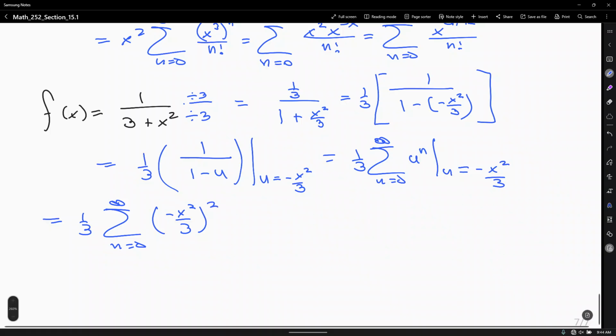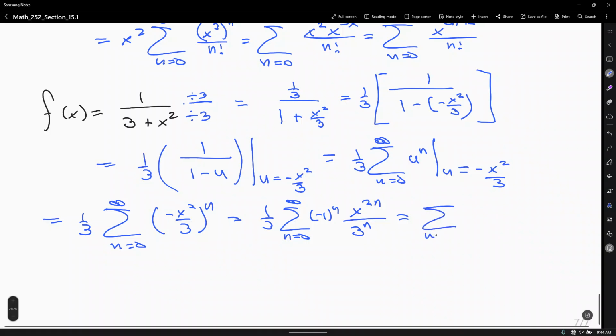But let's use laws of exponents here. Oh, well, not to the second, it's to the n, right? So be careful here, because negative 1 to the n will actually give us this alternating factor, this negative 1 to the n. X to the 2 to the n, that's x to the 2n divided by 3 to the n. However, let's get that 1/3 and put it together with the denominator.